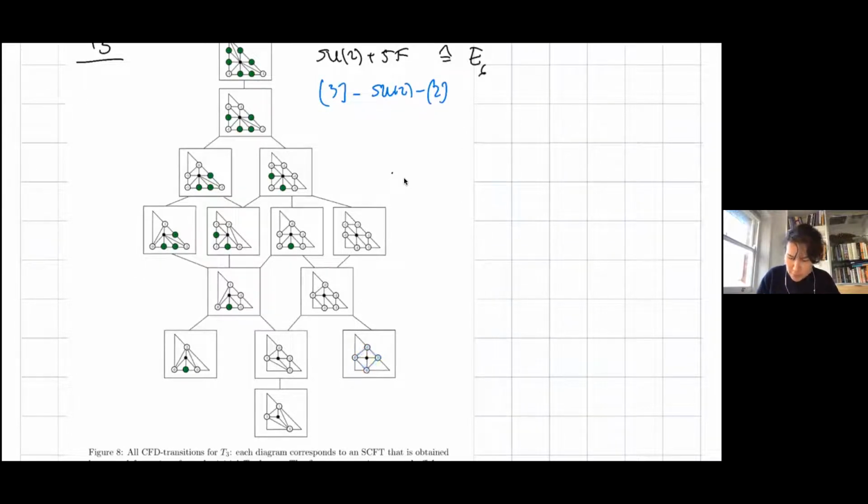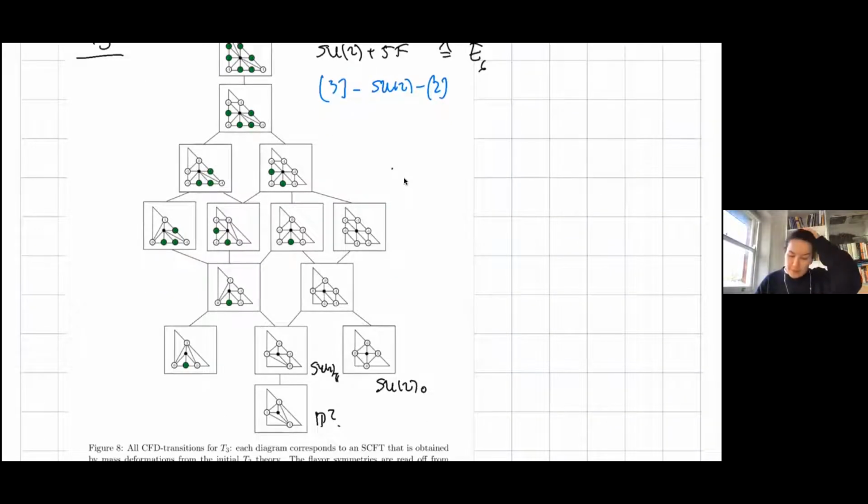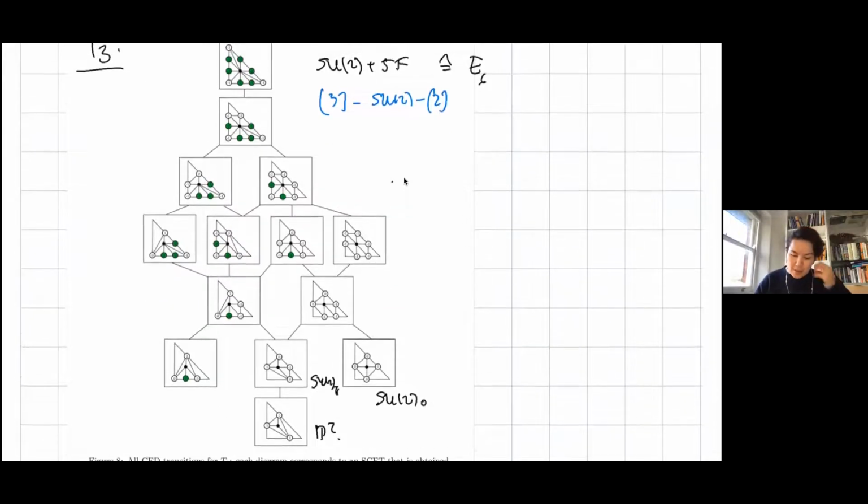This is the SU2 with 0, and this is SU2 with pi, and this is the P2 theory. So indeed, from this T3, we can get all the way to the P2 theory. But there's actually no good other way of writing, in terms of toric models, the SU2 with more than 5 flavors. So the interesting cases being 6 and 7.